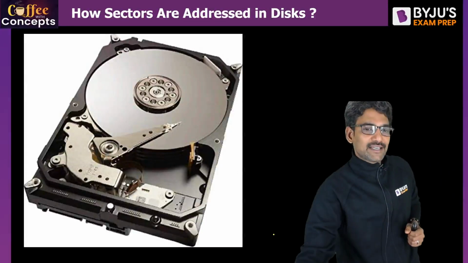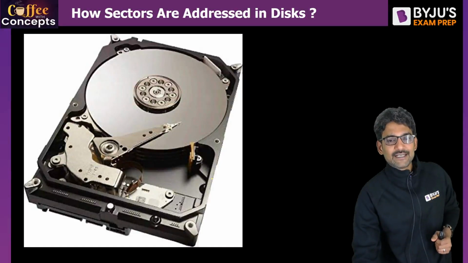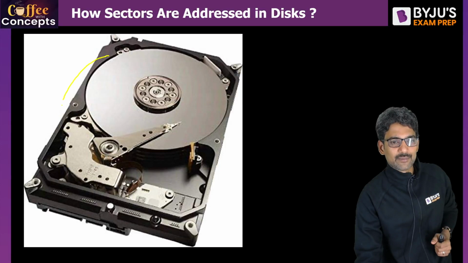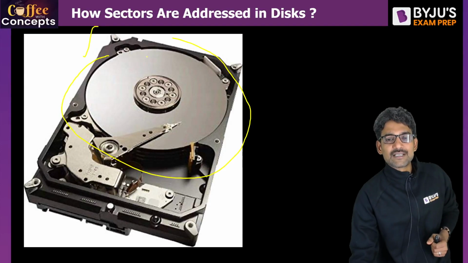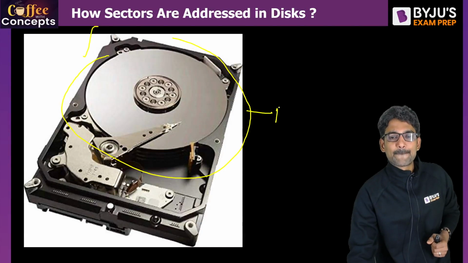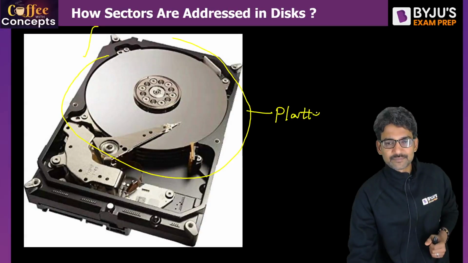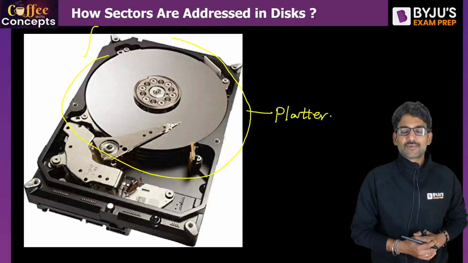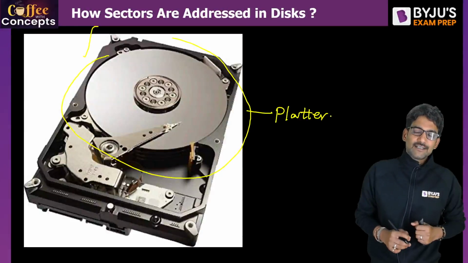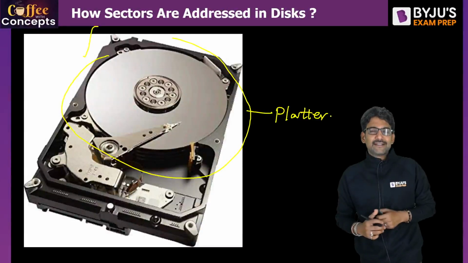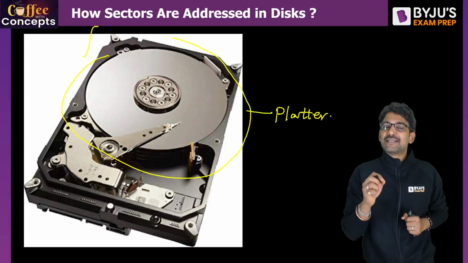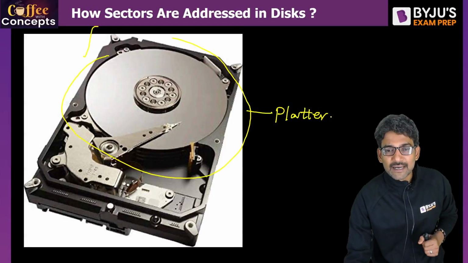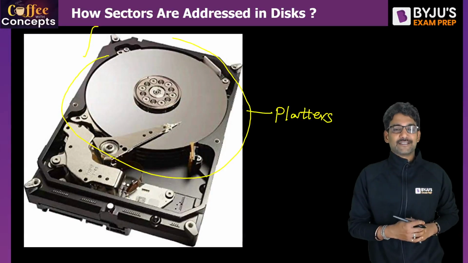So you can see here, you find this circle, no? Everybody? This circle. This is what we call a platter. Sir, do we have a single platter in the disk? Never. No disk will have a single platter. Multiple platters will be there.